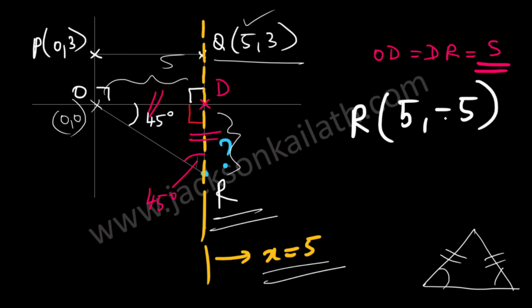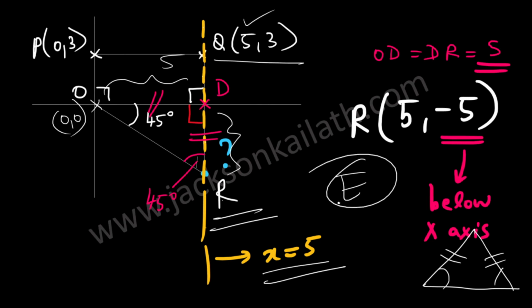Remember, it's minus 5 over here. (5, -5). Why is it minus 5? Because point R is below the x-axis, right? So that's why over here you have minus. So the correct answer is option E, right? So remember, it is not option C, it's option E. The correct answer is E. Some students make this mistake. So you should know that if you take a point below the x-axis, the y coordinate will be negative. That's why you have negative over here. So the correct answer is option E.